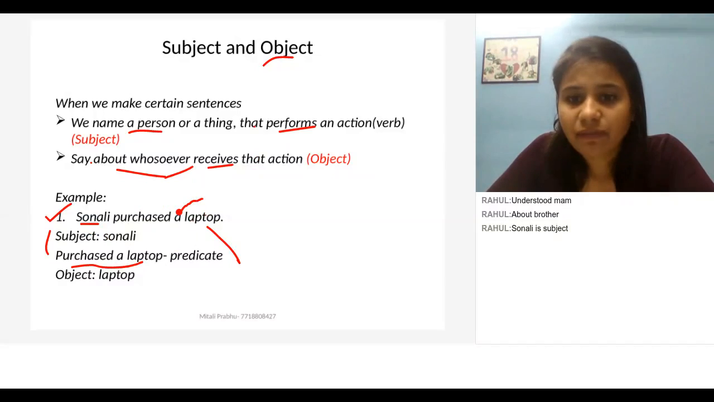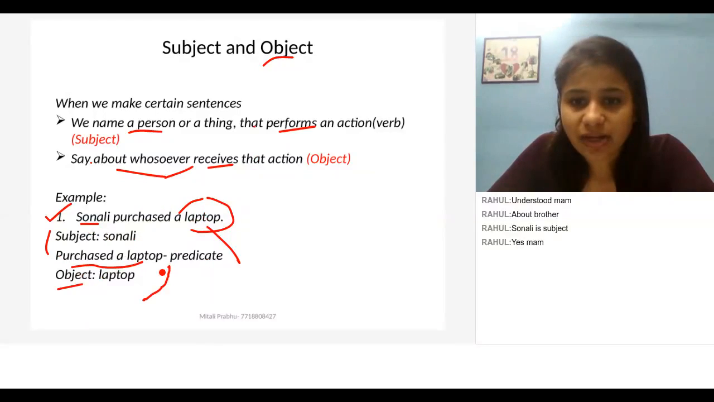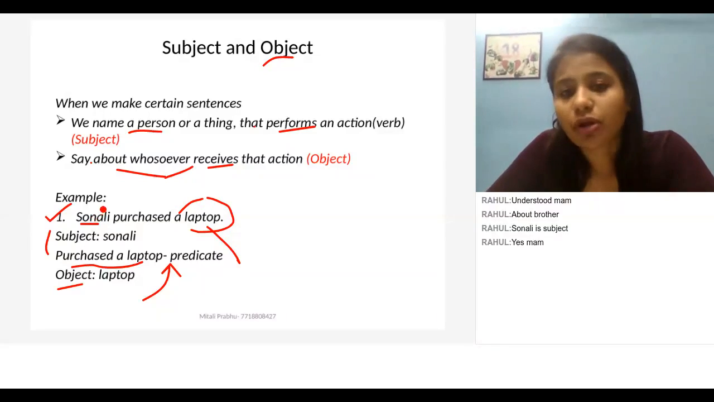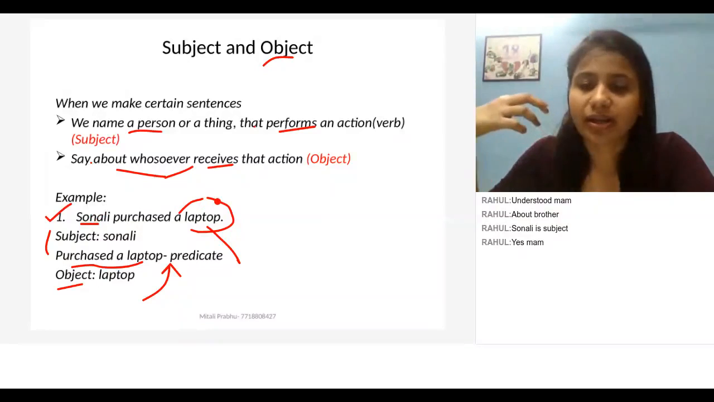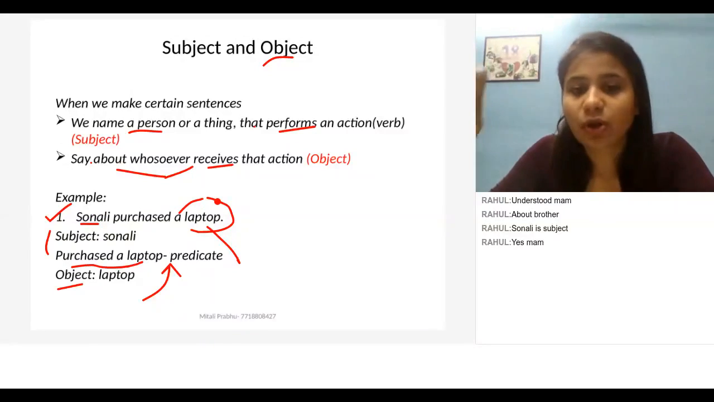But then we have the laptop, which is here. This word laptop is the object. Basically, the object is a subset of the predicate. So Sonali is doing the work of what? Of purchasing the laptop, but the laptop is also having an action on it, right? The laptop is being purchased by Sonali, so laptop is going to become the object of the sentence.